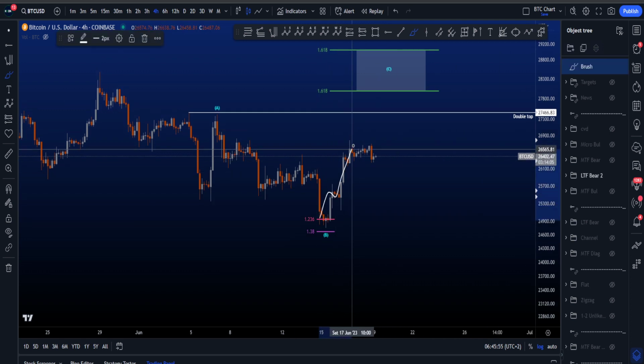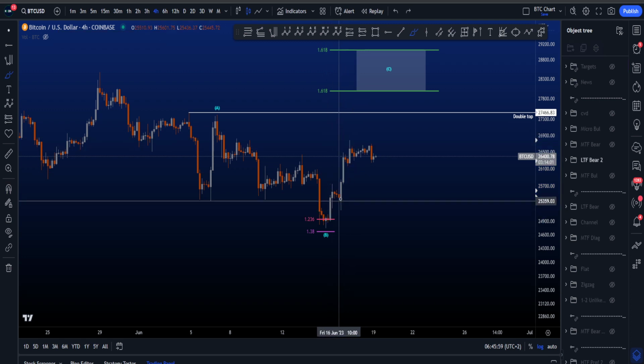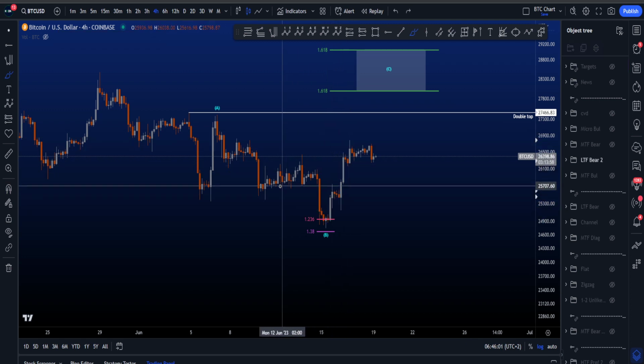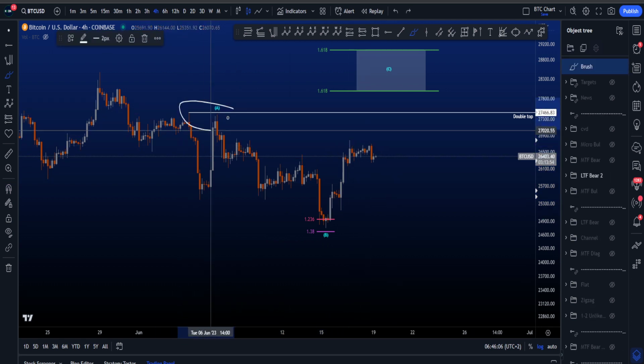Now we could still get a fifth leg to the upside, or five legs are already in, and that is why I've also still got the alternative scenario of this being an A, B, C like this for then downside, and then you're not going to take the double top.